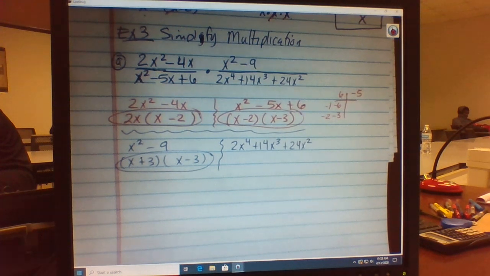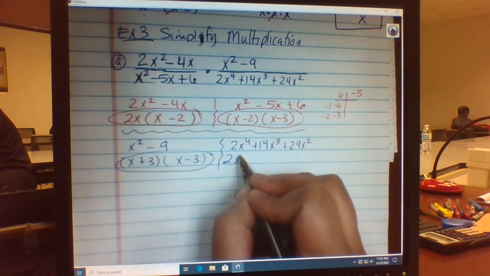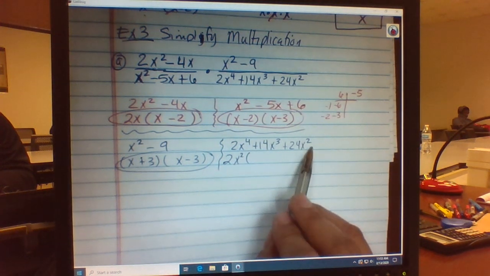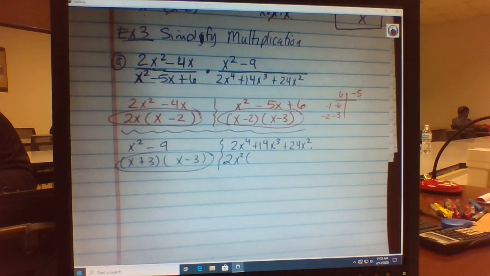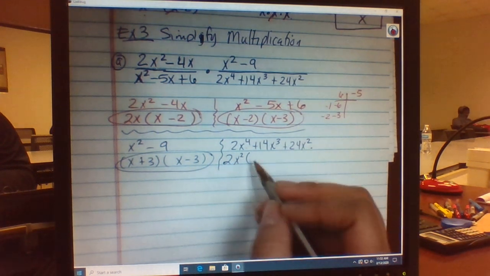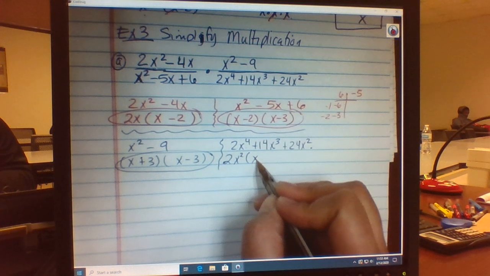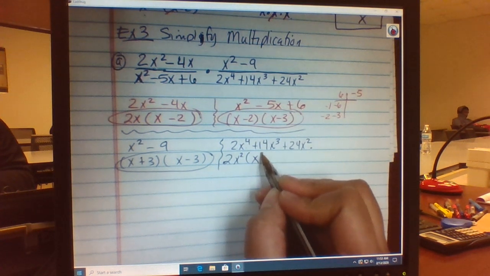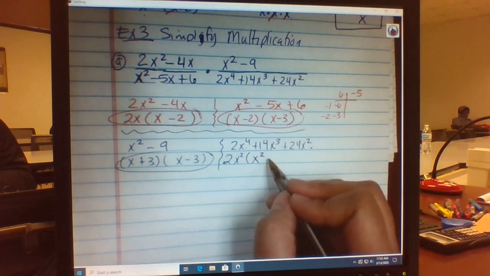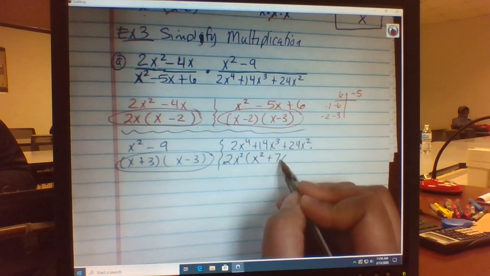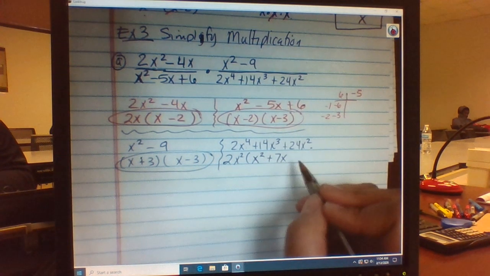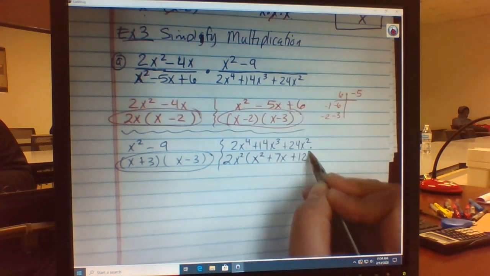2x squared. Because this one has 2, this one has 3, this one has 4, I could take 2 away from everyone. So when I do that, this becomes just what? 2x squared. X. X squared. 14 divided by 2 becomes a 7x, and 24 divided by 2 becomes a 12.